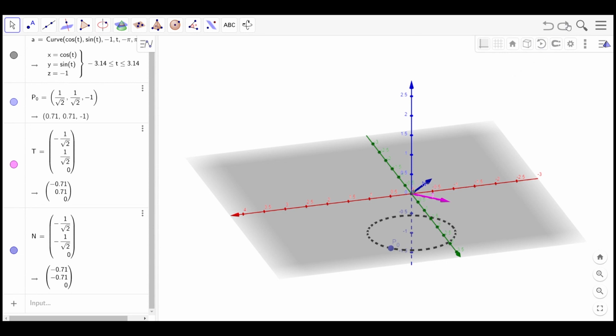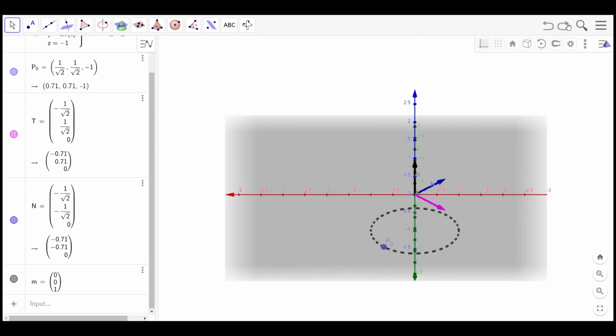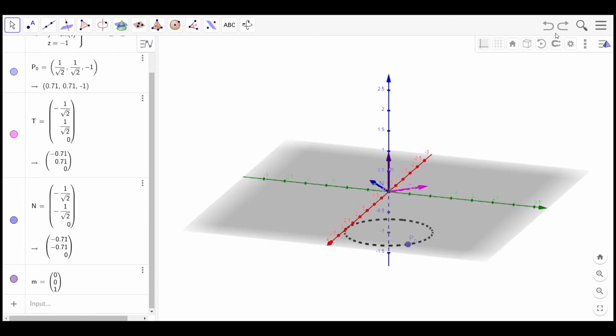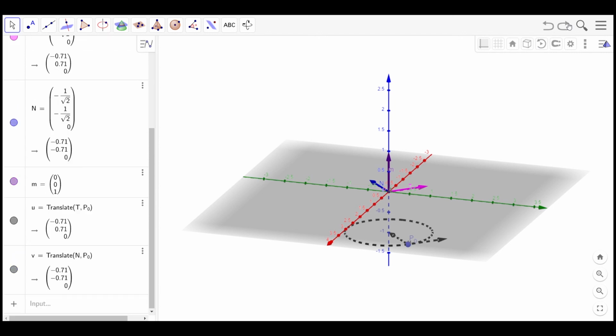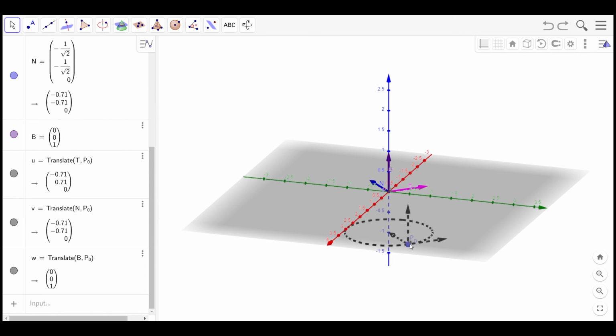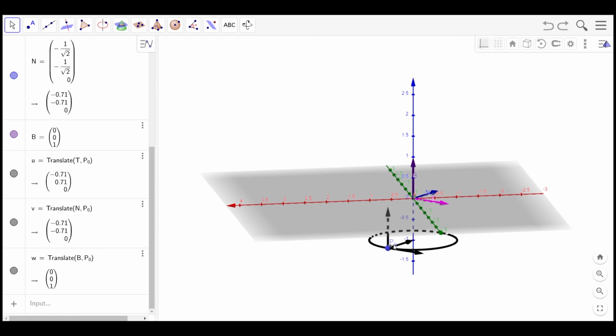Then you can draw the binormal. You know that b is equal to k. So this is the unit vector in the direction of the z axis. So this is the binormal. Now you can shift all these vectors to the point P0, so that will be a TNB frame to the curve at P0. Shift T, then N, then the binormal vector to the point P0. So this is the TNB frame at P0.